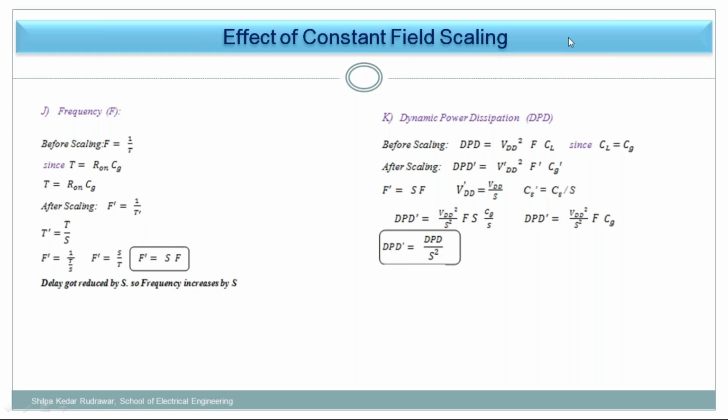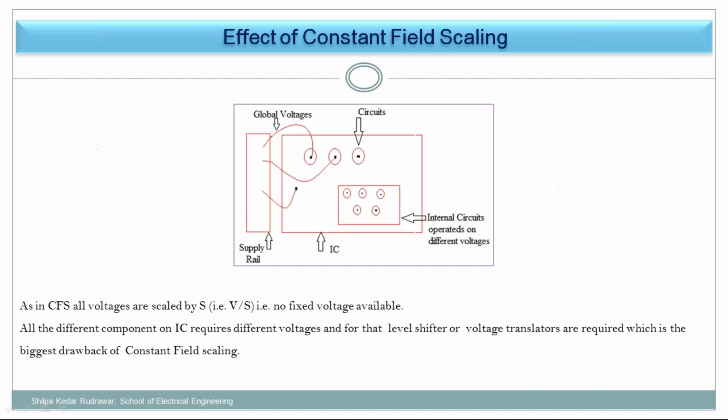Okay, so moving towards the next point. The same way we did it, we need to do it for constant voltage also. Now just see this particular diagram. What you are able to see here is the supply rail present. What is meant by supply rail? That from which you are supplying the power. Okay, so here is the IC. Inside that IC, there are different components placed, and there is the internal circuitry.